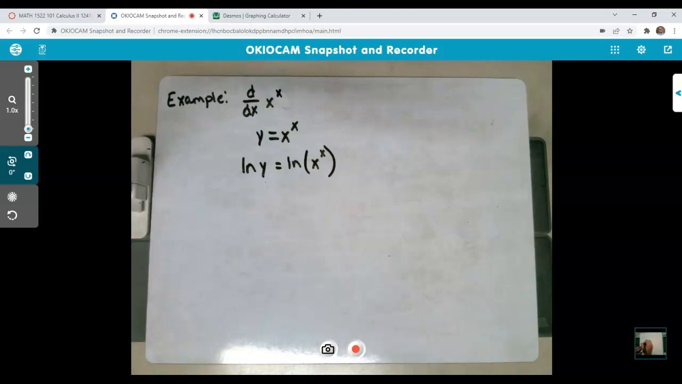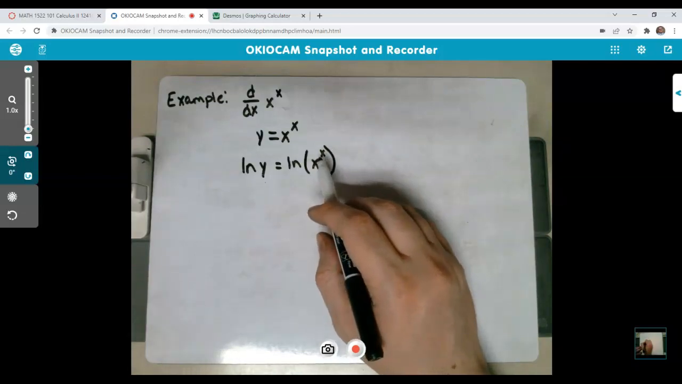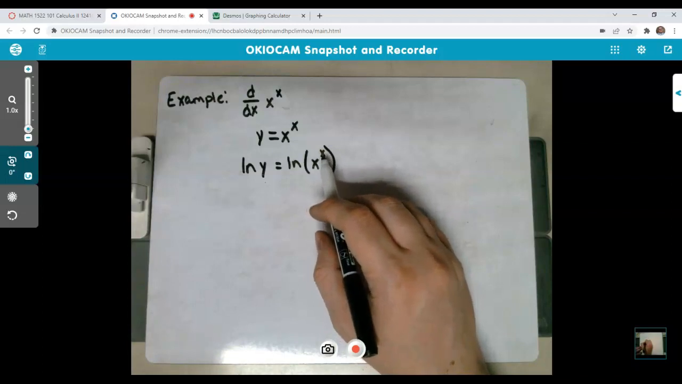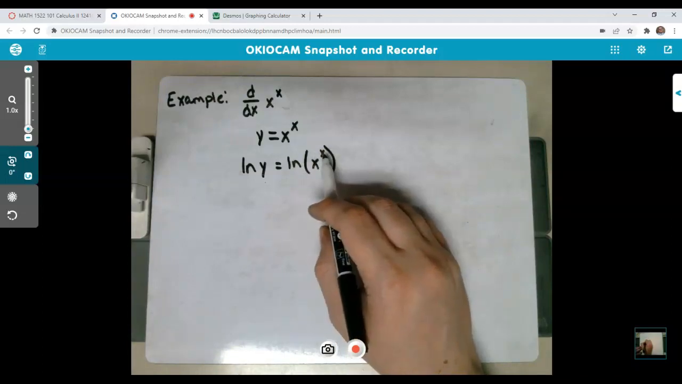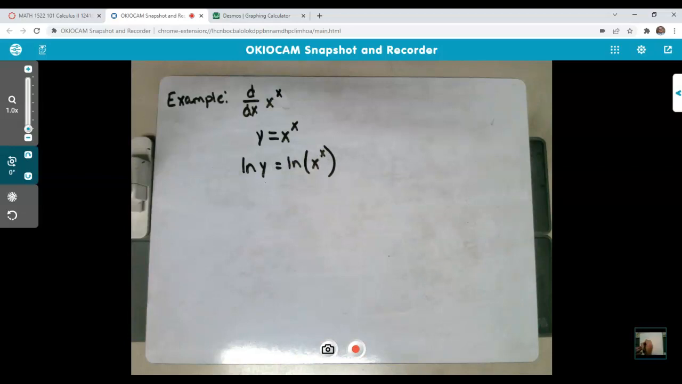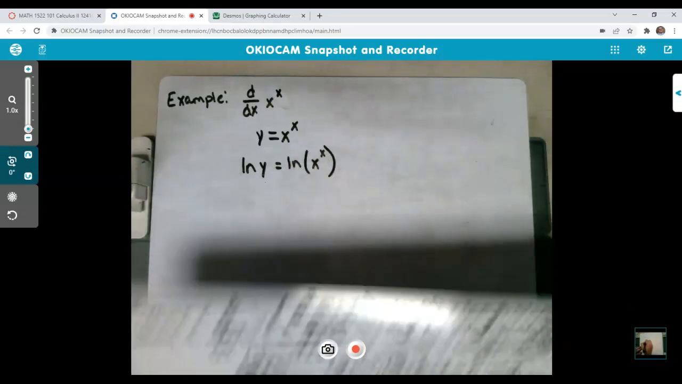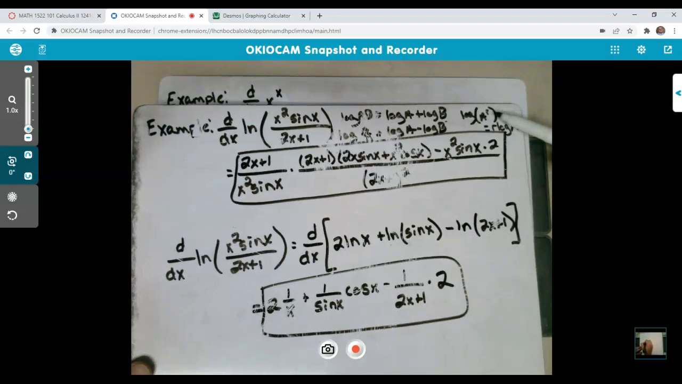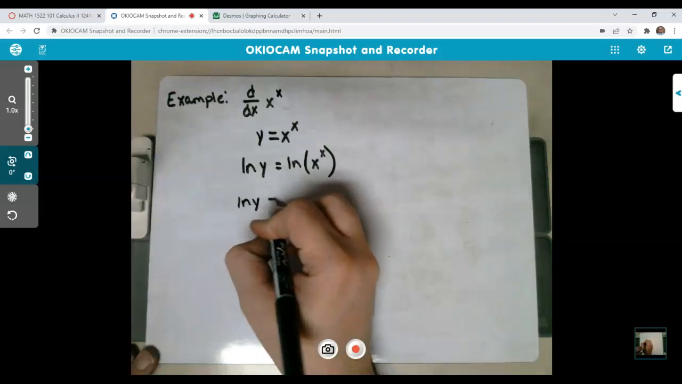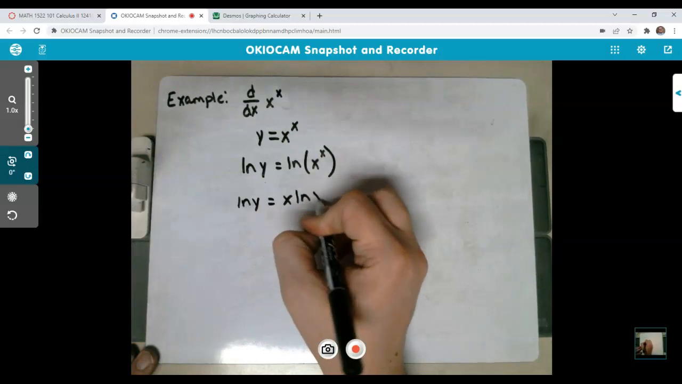Now the reason this is helpful is because now that there's a power inside of a logarithm, I can bring my power down to the front, right? That's that logarithm rule that I wrote down up here. I hope it didn't get too smudged. If I have a power in there, I can bring it out to the front, right? I'm doing exactly that. So I'm going to rewrite this, bring my x down. Natural log of y equals x times ln of x.